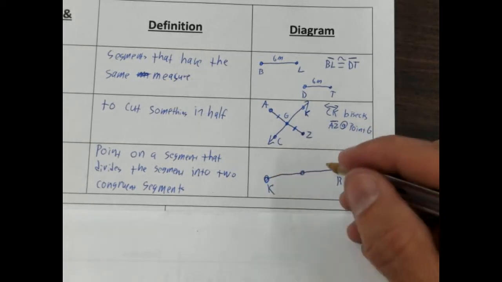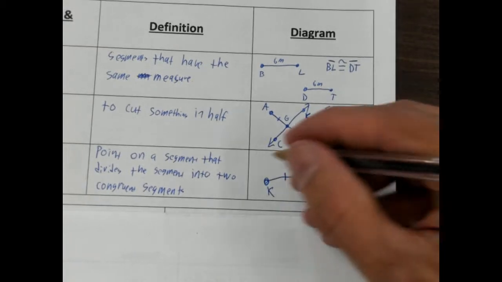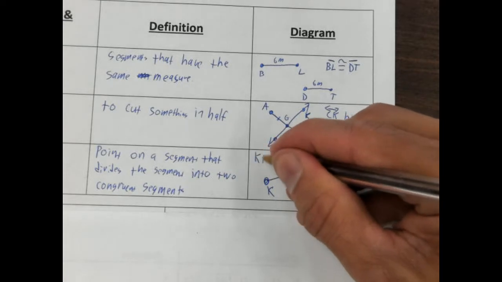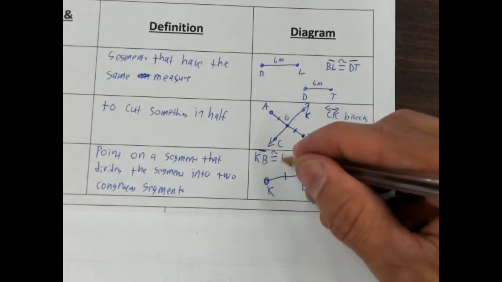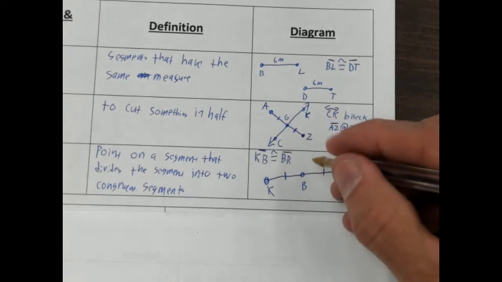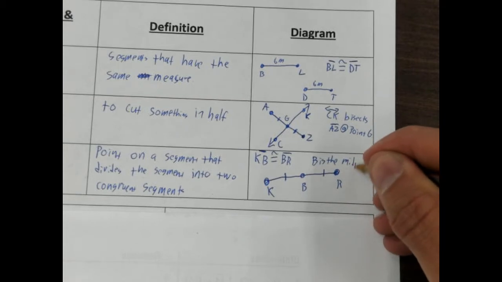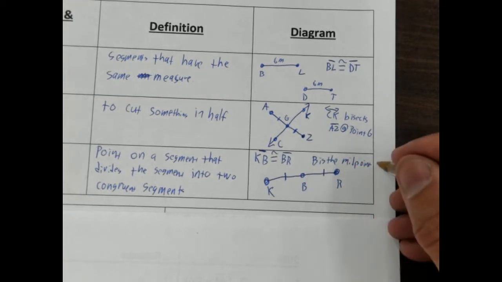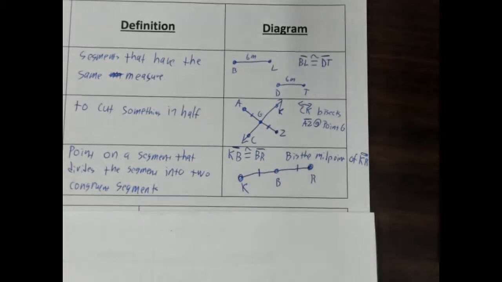And we have a point in the middle. We're going to call that B. And we're going to say these two are the same. We're going to say line segment KB is congruent to line segment BR. And that means that B is the midpoint of KR. You see that?